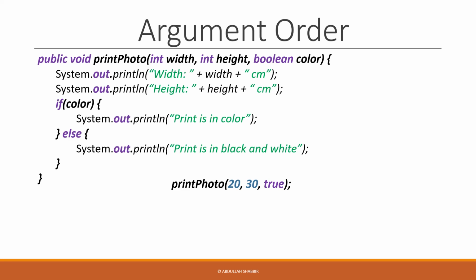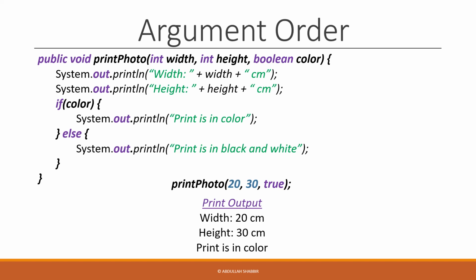So when we run this function call, we'll enter our code in our function definition and print out the width is 20, height is 30, and because color is true, we'll end up printing out print is in color. So this will be our print output.